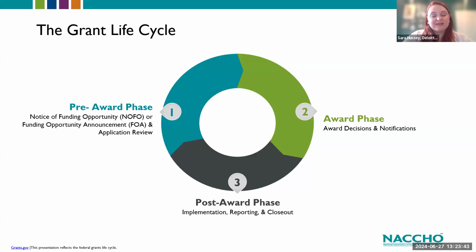And then the post-award phase is the longest phase of any of this. That is really the implementation. What does it look like to use this funding? What is the reporting requirements? And then at a certain point in time, what's that closeout? Right, next slide, please.